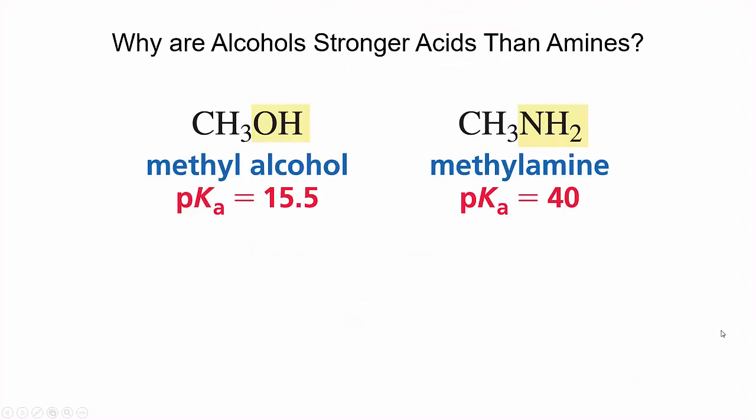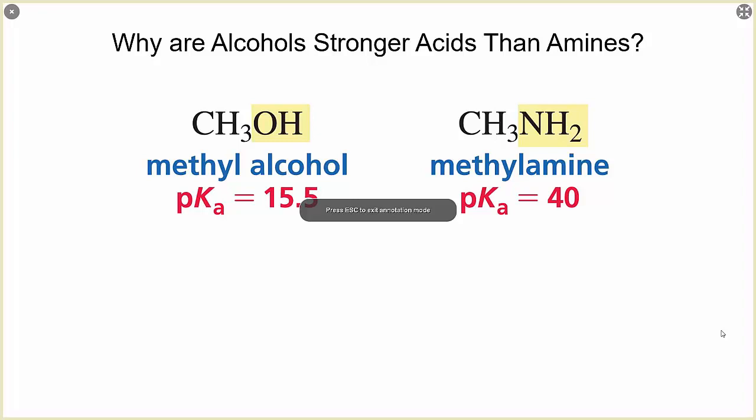So this sort of explains why alcohols are stronger acids than amines, because when you look at CH3OH, that's methyl alcohol, versus methylamine, what we find is that the oxygen is more electronegative than the nitrogen, and so that causes the alcohol to be a much stronger acid than the amine. If you remember back to when we defined these values for pKa's, these are orders of magnitude in difference, and so alcohols are roughly 25 orders of magnitude stronger acids than amines.